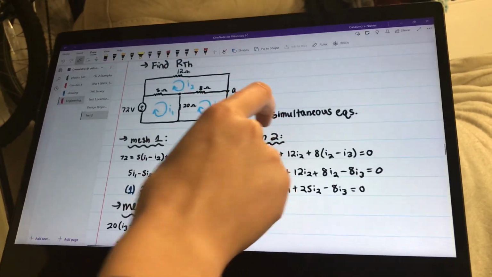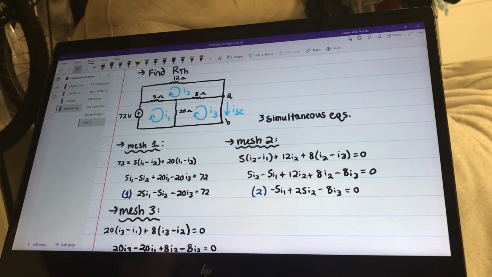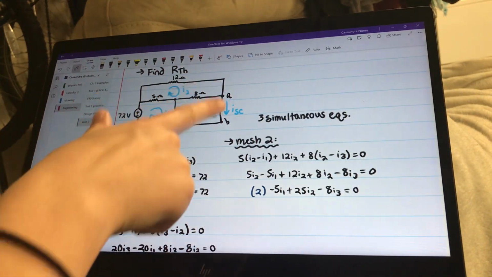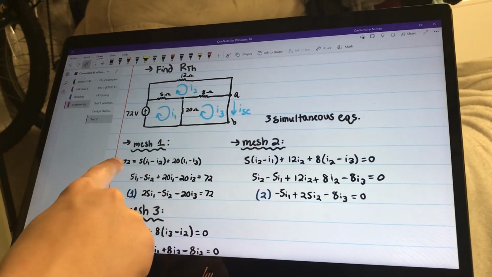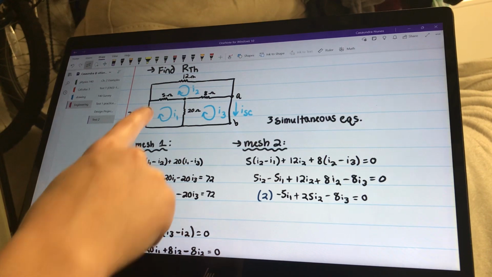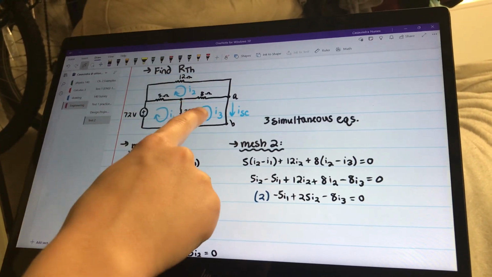Next, to find R Thevenin, you have to create a short across where the V Thevenin was, so across the A and the B terminals here. And so I cut that off there. Now we can see that there are three meshes, so there's I1, I2, and I3.